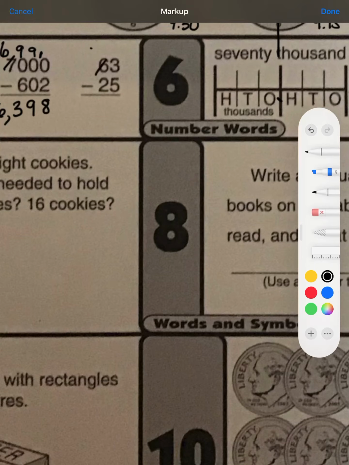Now 63 minus 25, same thing, we cannot take 5 from 3. We must borrow from the 10. We're borrowing a 10, so this becomes 13. So 13 minus 5 is 8, and 5 minus 2 is 3. So we have 38.